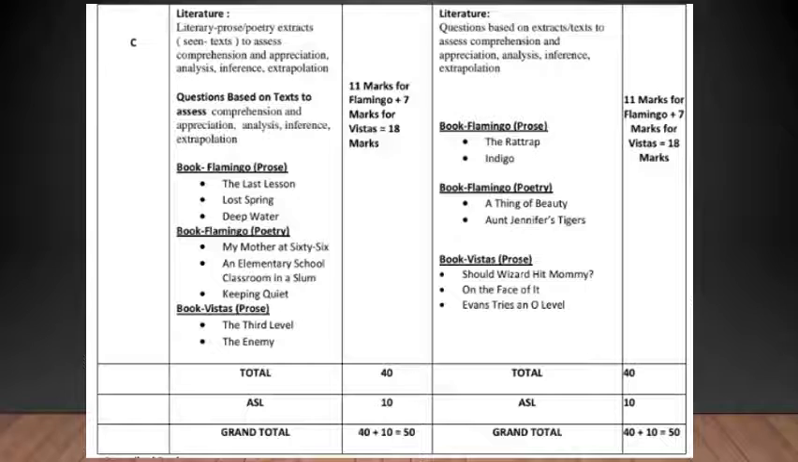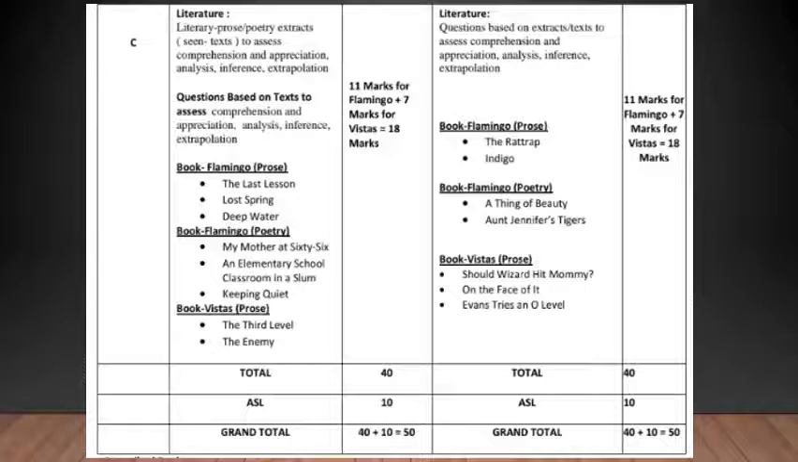11 marks for Flamingo plus 7 marks for Vistas. So totally the textbook based questions will be of 18 marks. And total weightage of the question paper is going to be 50 marks. 10 marks for ASL, assessment of speaking and listening skills. So totally it will be of 50 marks in the case of first term.